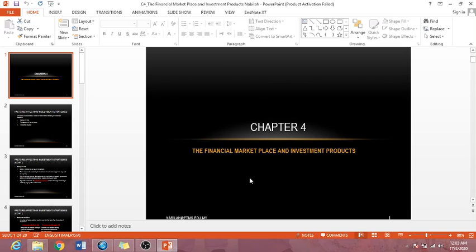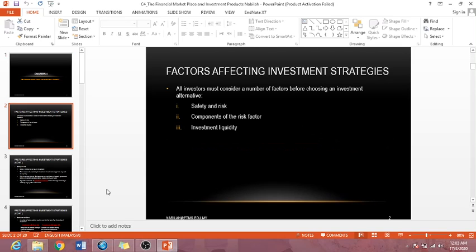There are three factors that will affect investment strategies. Means you want to invest, so you need to consider these three factors. The first is the safety and the risk of your investment: how safe it is, and how much risk is contained in your investment. The second factor is the components of the risk factor, and the third one is investment liquidity.